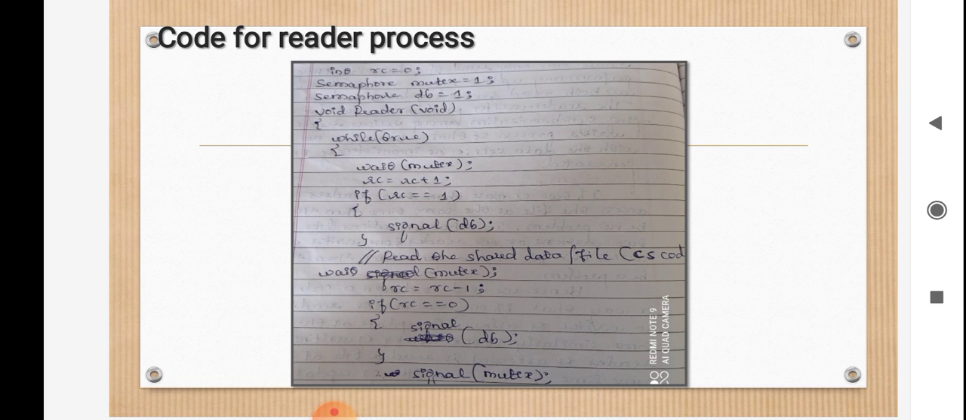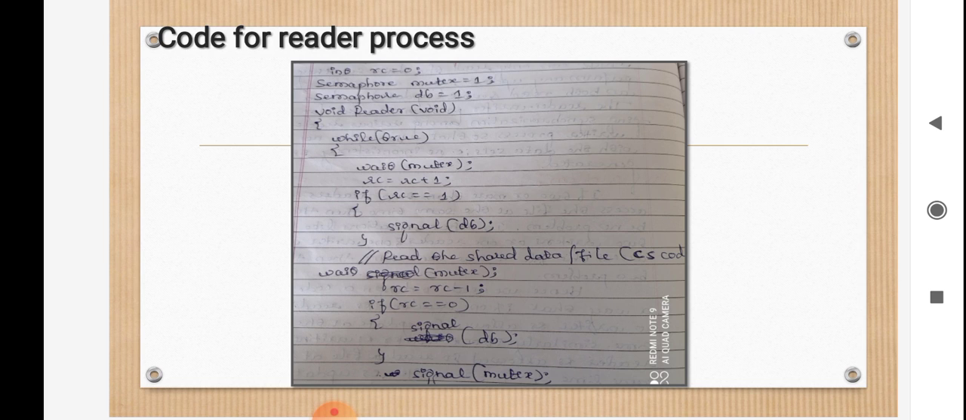Now I am going to explain the code of a reader process. Already I have initialized the variables RC, mutex and db. RC is initialized to 0. Why? Because initially no processes are reading the content of the shared data. Clear? Now, while true: reader is a function name and it is not returning, hence we have written while. While true means it will always be true.